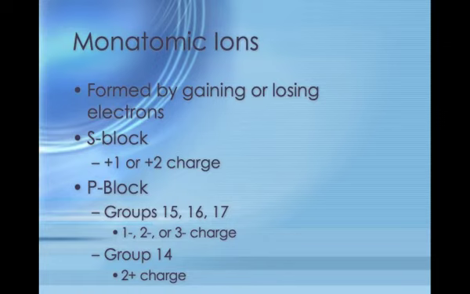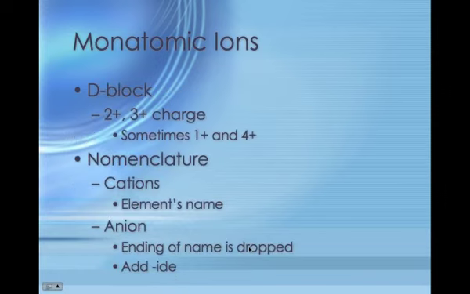Oxygen and sulfur, they have 6 valence electrons. It's easier to gain 2 than lose 6, so they become a 2- charge. So that's how we can use the periodic table. There's certain trends there that we can use. Now the D block, the transition metals, they can have a 2+ or 3+, sometimes even a 1+ or 4+ charge. And some elements can have multiple charges.